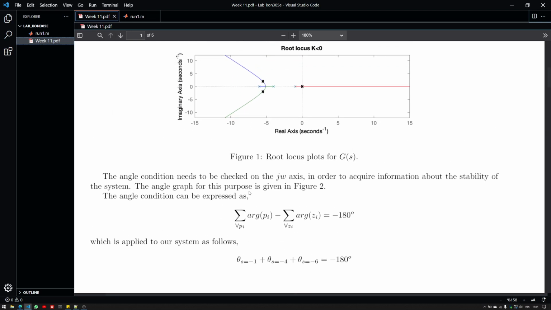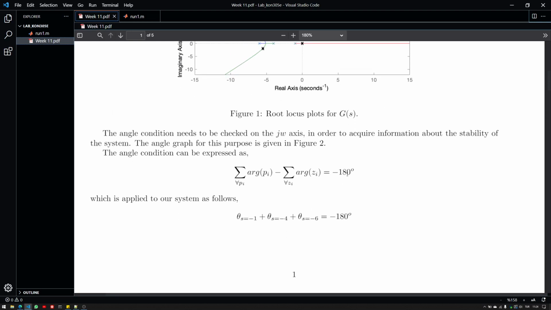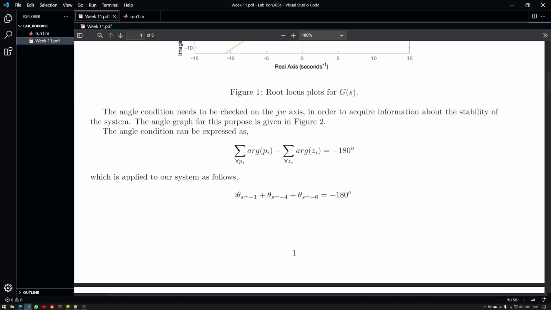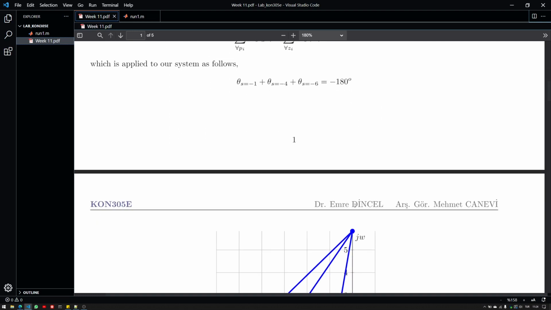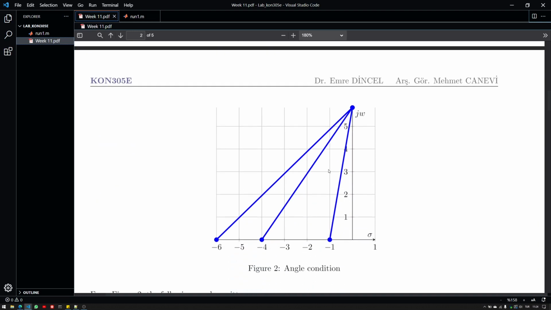Now, using this phase condition here, this angle condition, we can see that the angles of the poles at -1, -4, and -6 should be summed up and should be equal to minus 180 degrees. Now, this is basically the sketch that you would have done with pen and paper. A vector from -1 to the destination point, a vector from -4 to the destination point, and from -6, and then the angle of this, this, and this.